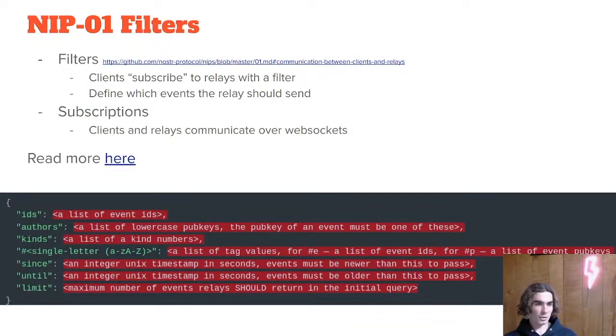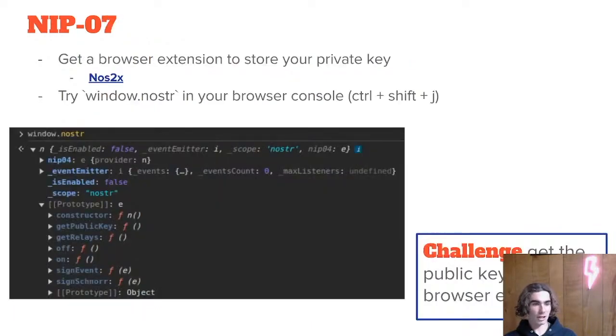So that's pretty much NIP-1. It just defines how clients and relays talk to each other. NIP-07 defines this window.nostr object.